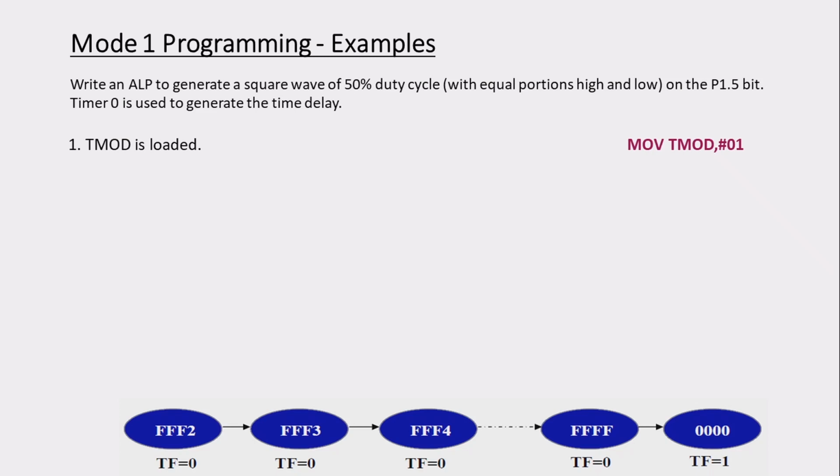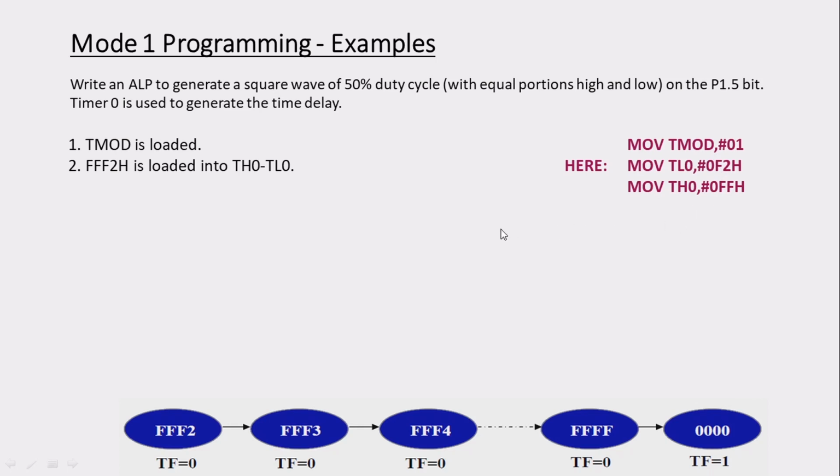Once the TMOD is loaded, I need to load my TH0 and then TL0. Since I'm using timer 0, I'll be using the TL0 and TH0 registers. As we have seen, the initial count value is FFF2 hexa, so I need to load F2 hexa to my TL0 register and FF hexa to my TH0 register. This can be done using MOV TL0, #0F2H and MOV TH0, #0FFH. Here we are using immediate addressing mode.